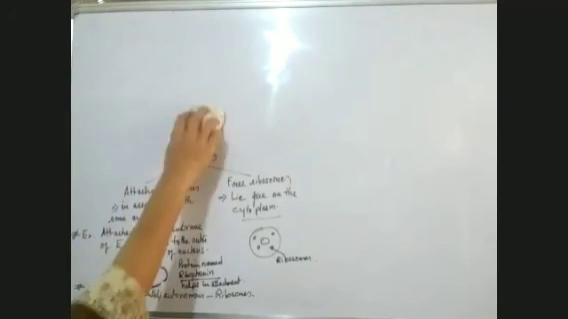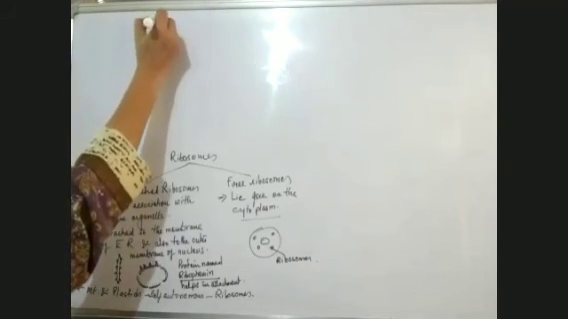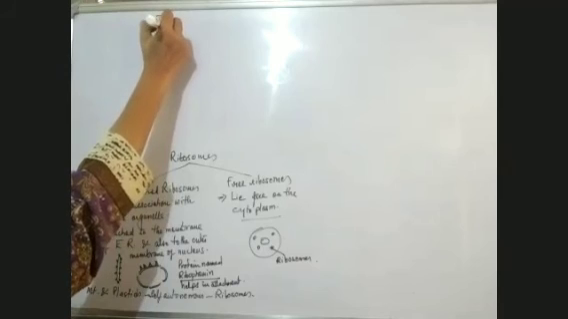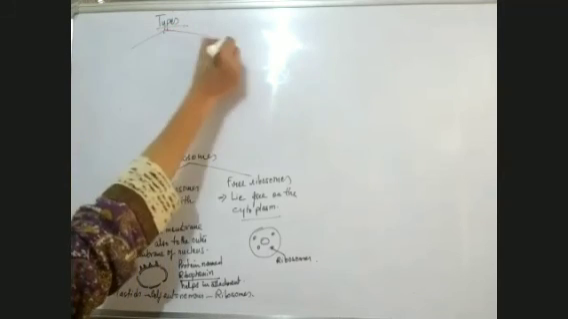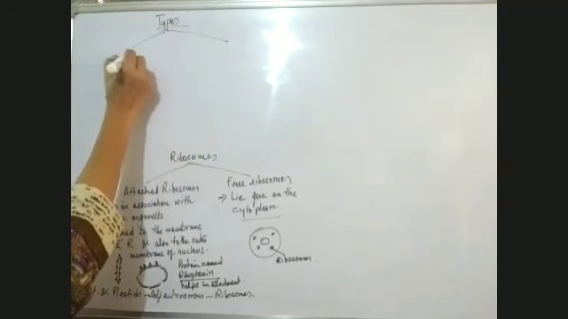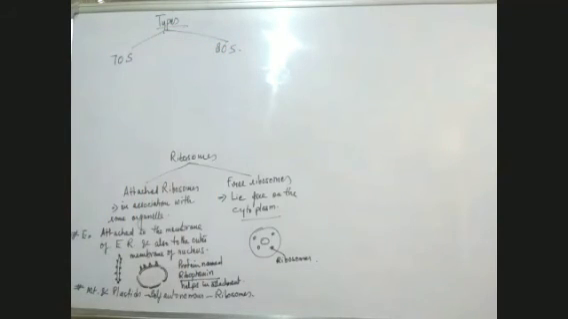So the next one is another classification of ribosomes. Ribosomes are of two types. We have already done it. One type is the 70S type. Another type is the 80S type. So two types of ribosomes are there, 70S and 80S.